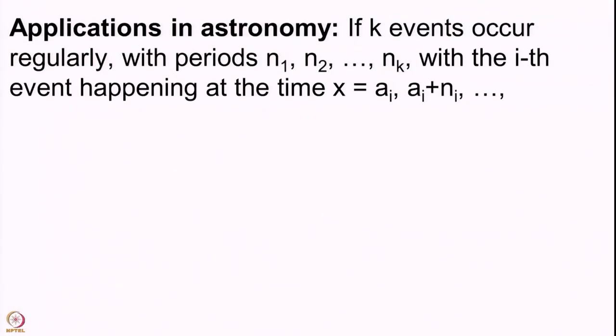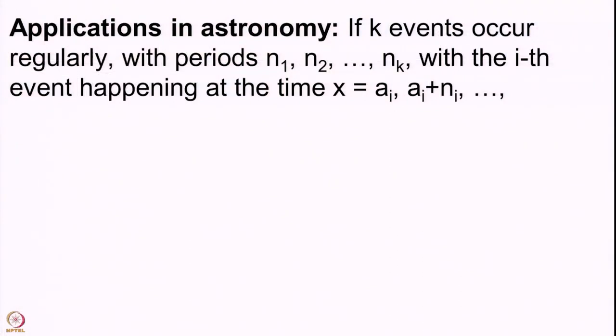So if you had the first event occurring at some time, then the next time it would occur would be at, so suppose you are with the ith event happening at the time x equal to ai. So suppose you have started counting with the Gregorian calendar, and then in 2020 some event occurs, and then the period of this thing occurring again is say 35 years. So in 2055 it will occur again. So that is what we have as ai, and then ai plus ni, and then it would continue occurring regularly with respect to those periods.